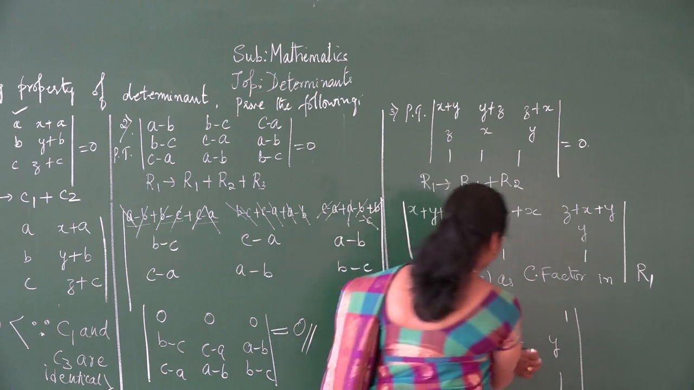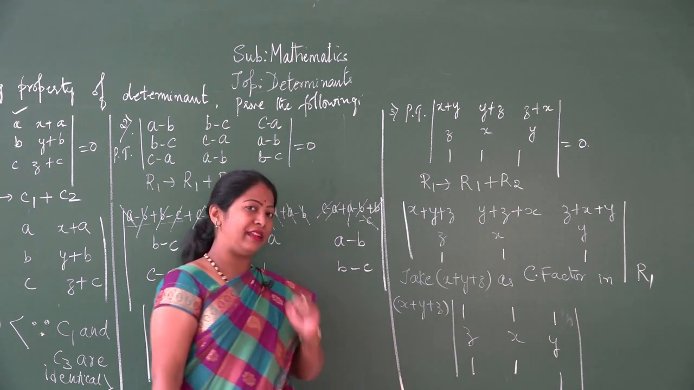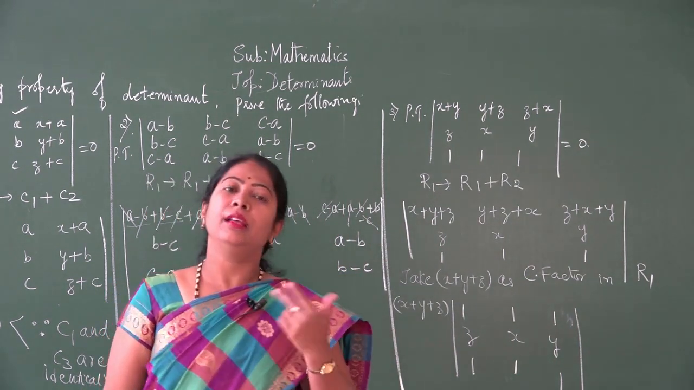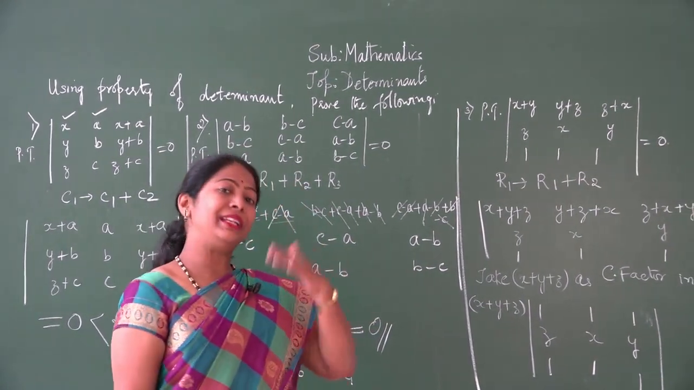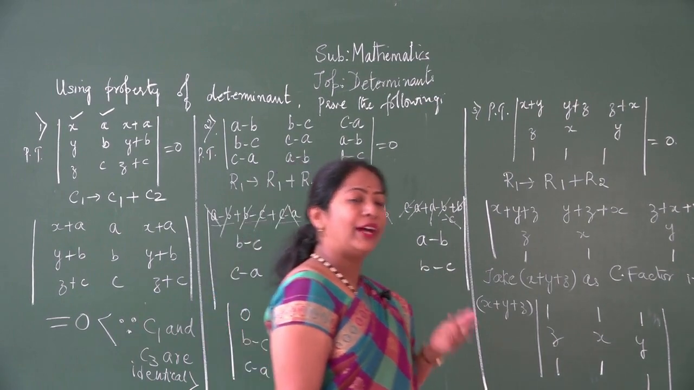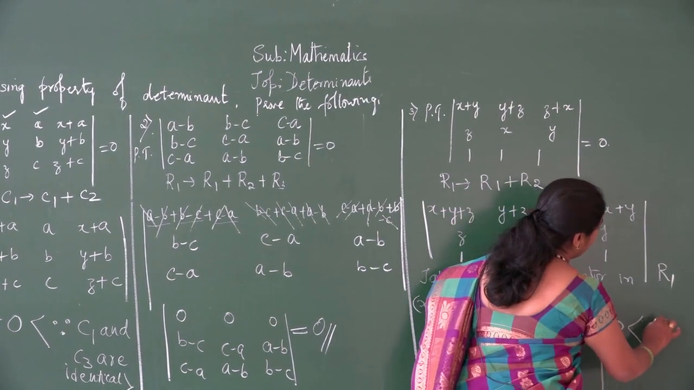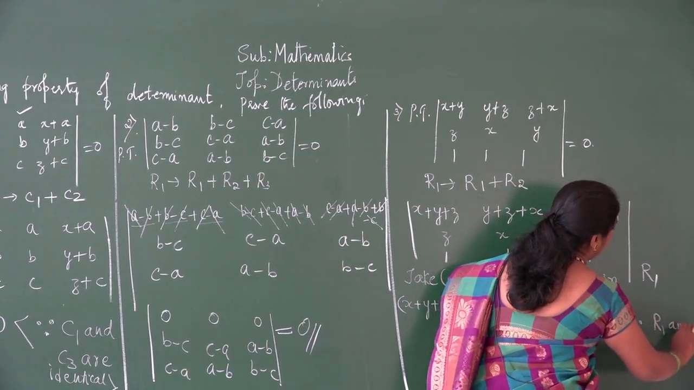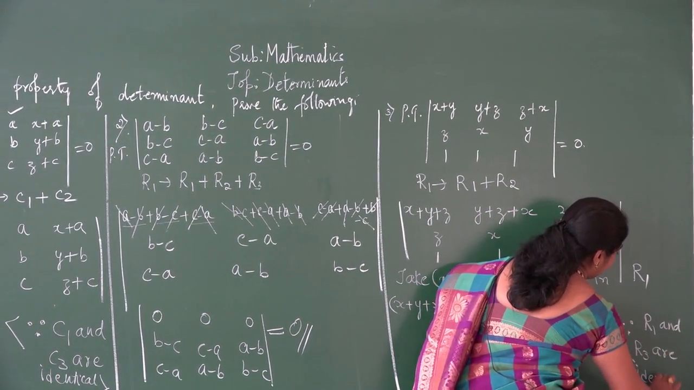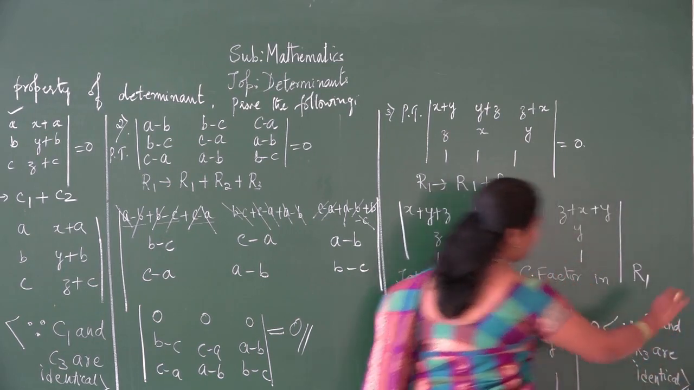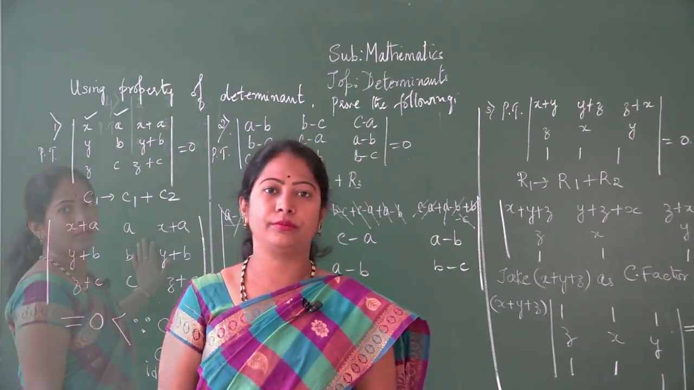So, what do we observe here? We observe here that R1 and R3 are identical. If any two rows or any two columns are identical, the value of the determinant tends to 0. So, in this problem we observe that R1 and R3 are identical, therefore, the value of the determinant is equal to 0, because R1 and R3 are identical, and hence the value of the determinant is equal to 0.